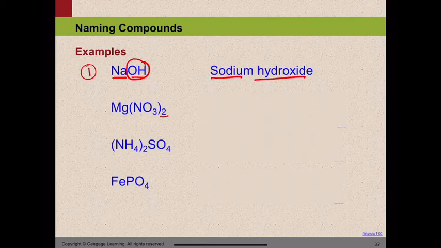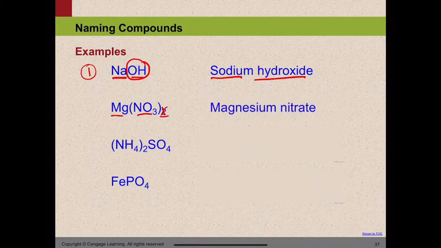Mg(NO3)2. This 2 is not part of the naming thing. All we have to worry about is the Mg and the NO3. Again, we know Mg is magnesium. You look on the chart and you see that NO3 is nitrate, so Mg(NO3)2 is magnesium nitrate.